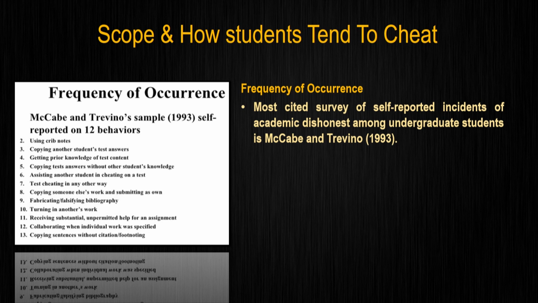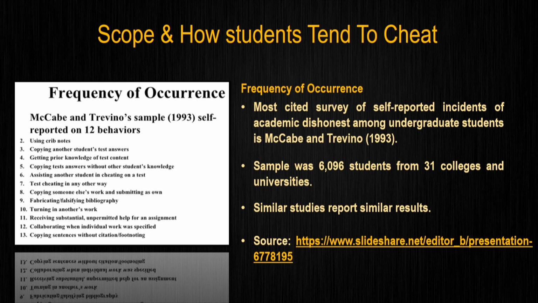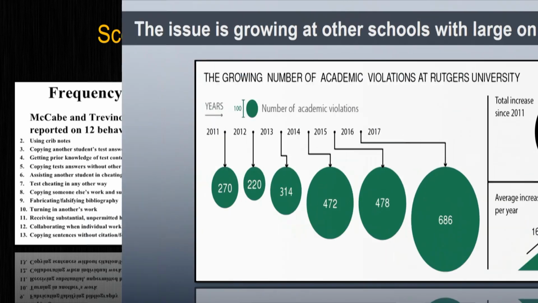This is a mostly cited survey of self-reported incidents of academic dishonesty among undergraduate students, by McCabe and Trevino. They conducted the survey in 1993, and it was taken from a sample of 6,096 students from 31 colleges and universities in the US. Similar studies reported similar results, and people should be very much aware of such instances where students cheat the system by following unethical practices. So this is how students tend to cheat, right?